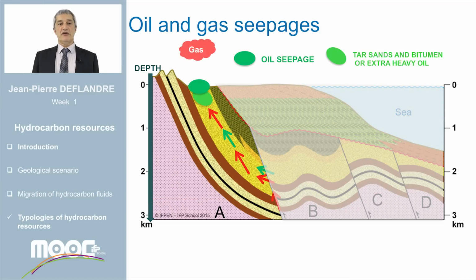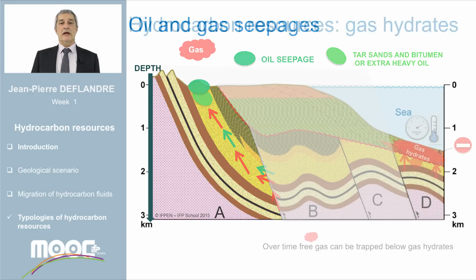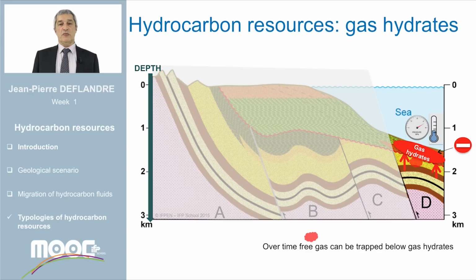When nothing blocks the migration of hydrocarbon fluids, as in compartment A, they reach the surface as oil and gas seeps. At shallow depths, oil can be biodegraded, creating tar sands and bitumen or extra heavy oil deposits, such as in Canada and Venezuela. In another geological context, such as in compartment D, gas penetrates the shallow porous sediments, and in presence of water, changes into solid hydrates due to specific high pressure and low temperature conditions. Huge amounts of gas are trapped under hydrates in large areas worldwide within Arctic domains and deep offshore.